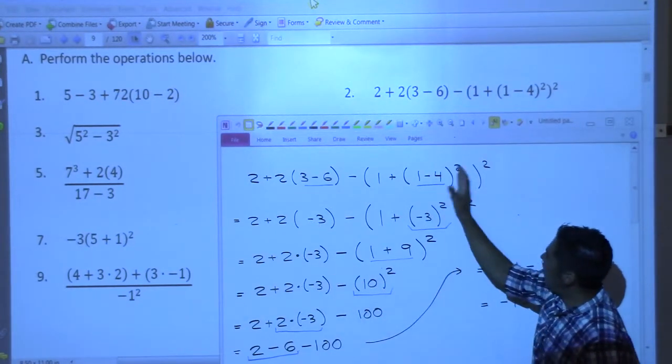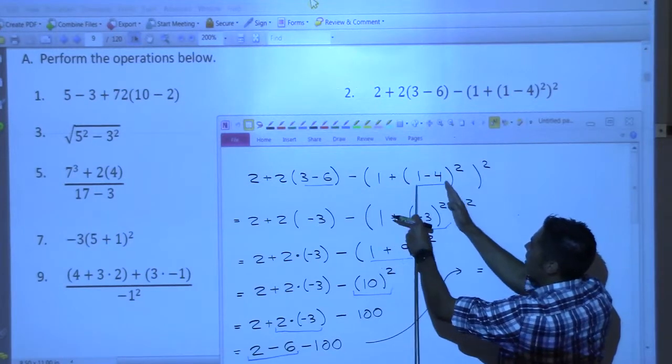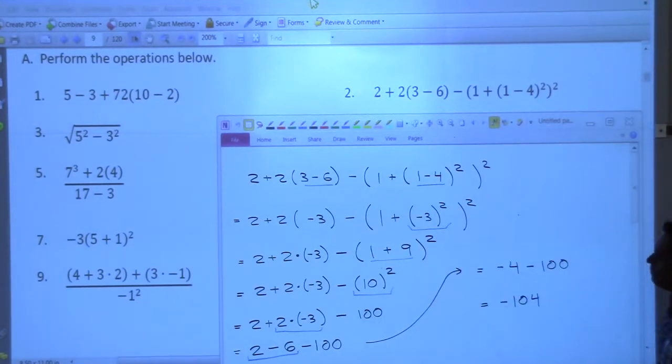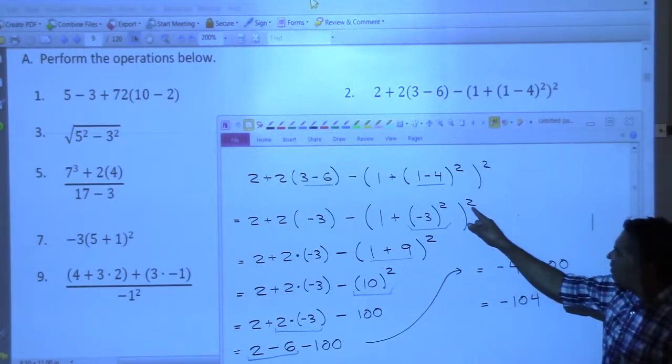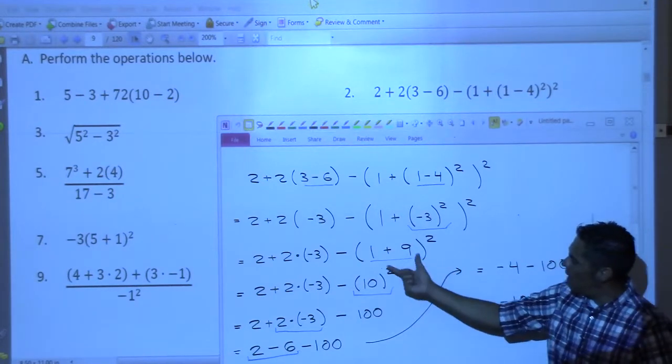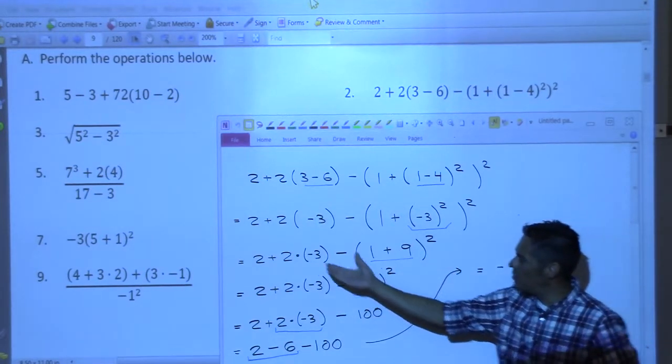But from here, I went inside this parentheses and did 1 minus 4, which gave me negative 3, but I still need to square it. So that negative 3 being squared became a positive 9. Does everyone agree with that? Negative 3 squared is positive 9. And I still have the squared here, but this 9 is inside the parentheses with the 1. So I add those together, that gives me 10. Everything else I'm just rewriting.